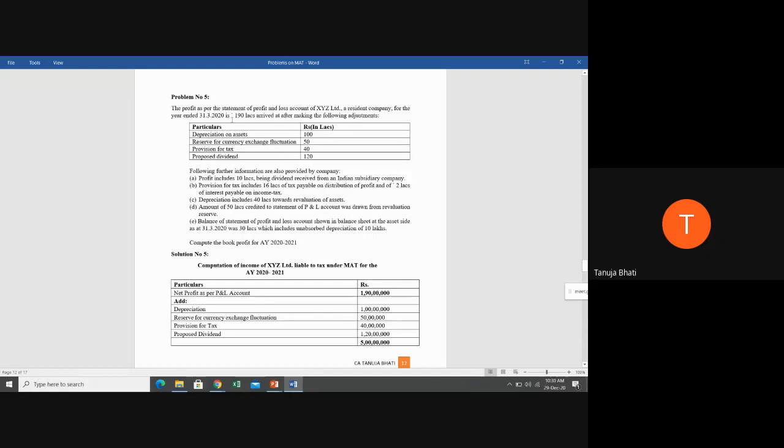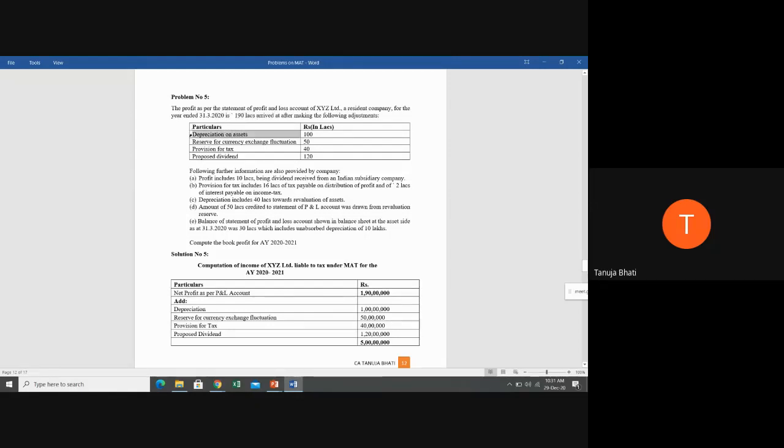Okay, students. Here again, they are telling us to compute the book profit for the assessment year 2020-2021. To compute the book profit, we know that we have to always start our answer with net profit as per the P&L account. We have to add some items, we have to minus some items, fixed items, then we will get the book profit. So let us start. First we are going to take the profit as per the P&L account, that is 190 lakhs. Now let us see what we are going to add.